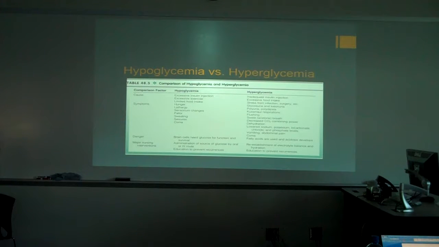Hyperglycemia, it is your 3 Ps, Kussmaul respirations, flushing, sweet breath, decreased CO2, dehydration, lowered sodium, potassium, bicarb, chloride, and phosphate levels, vomiting, abdominal pain, and coma. So the only one that is the same for hypo and hyperglycemia is coma.